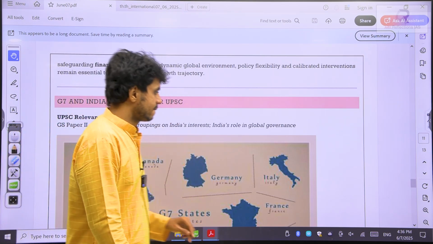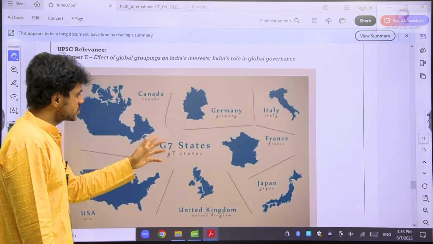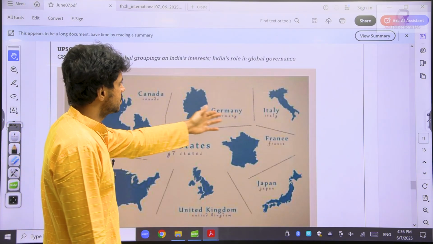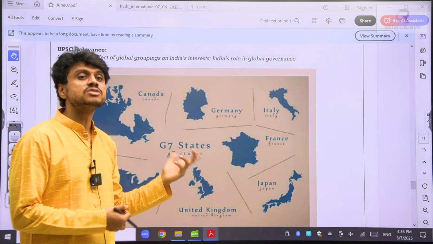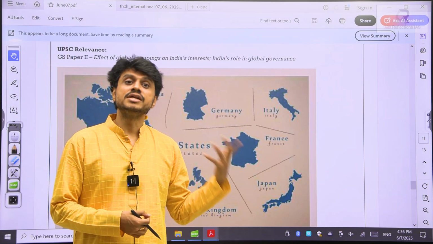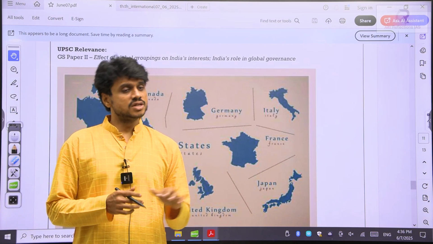Okay. So the G7 meeting is going on. G7 means a group of 7 countries, including Canada, Germany, Italy. Basically, these are the advanced economies. These countries have very high technology. These are the countries which got industrialized first.